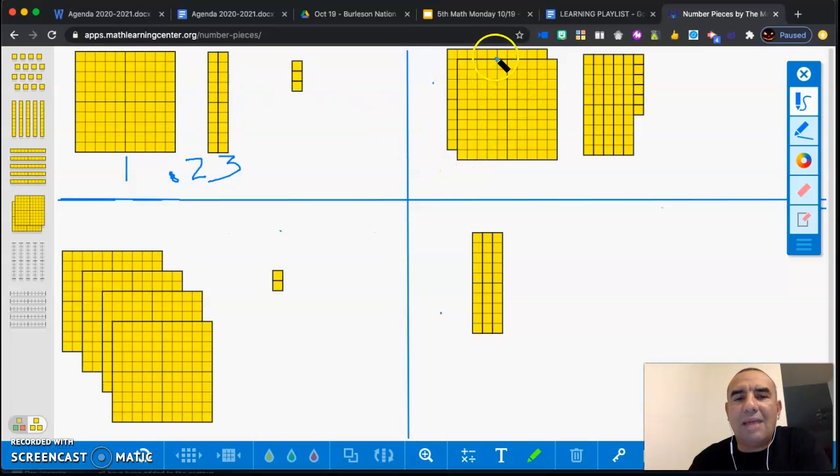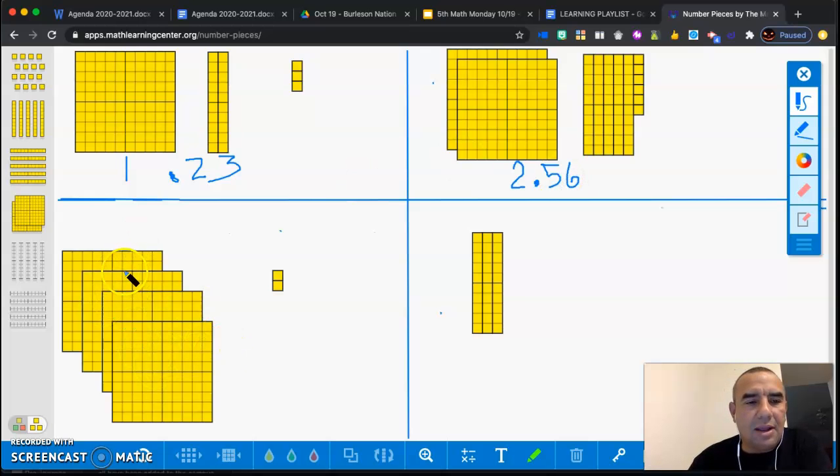How many wholes do I have here? Well, you have two wholes. And how many tenths do I have? 1, 2, 3, 4, 5 tenths. And how many hundredths? 1, 2, 3, 4, 5, 6/100. So this is 2 and 56/100.